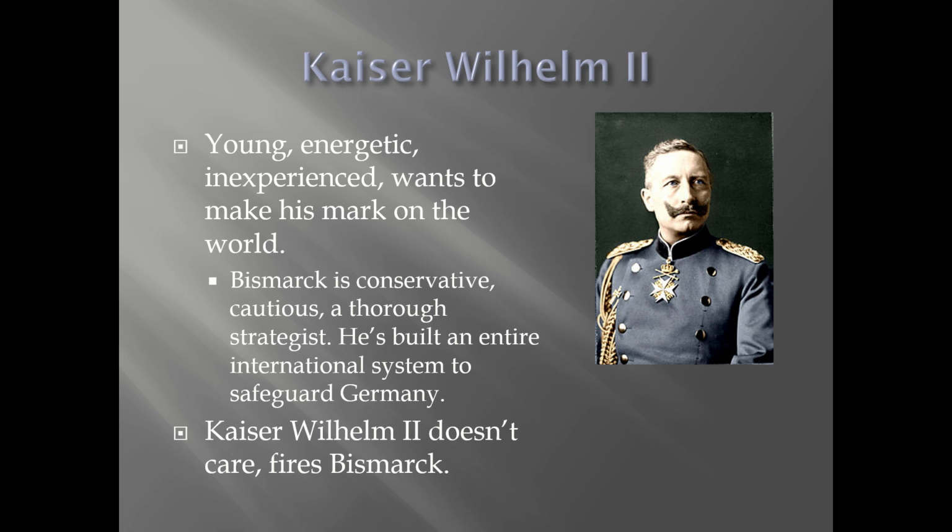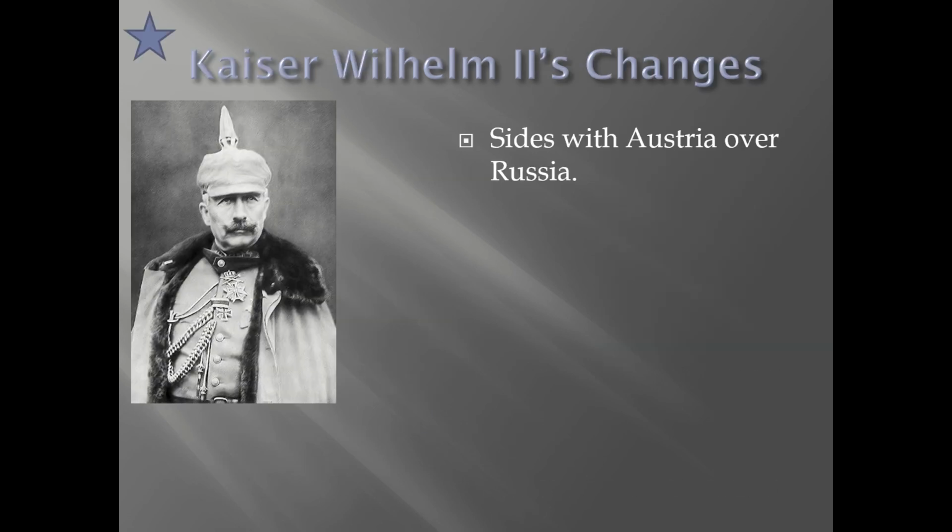And so the man who's kept this international system carefully balanced in Germany's interests has now just been fired by a young, brash leader. And Wilhelm starts making moves that are going to put Germany's interests in jeopardy. He's going to side with Austria over Russia because the Austrians are Germans just like the Germans are. They speak a Germanic language, incredibly close to actual German.